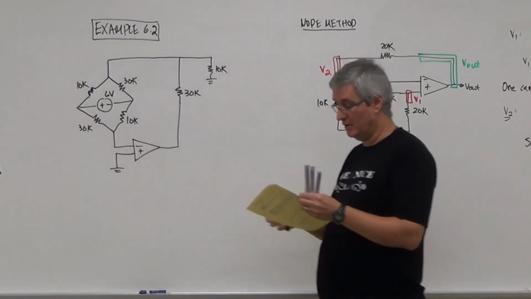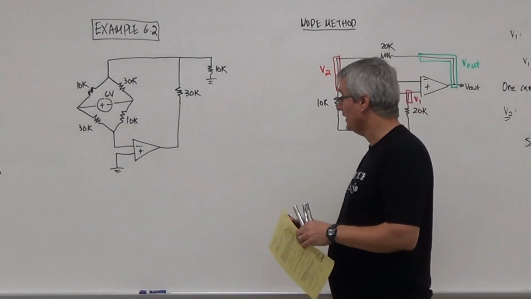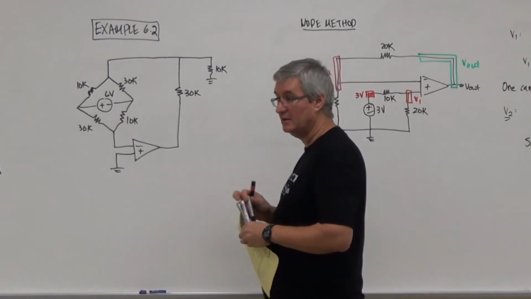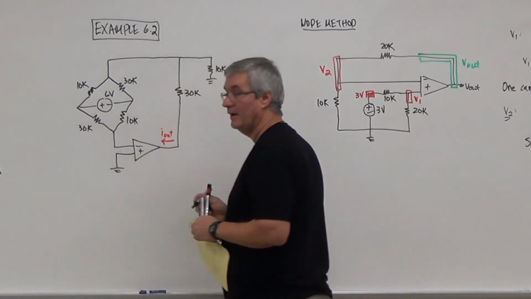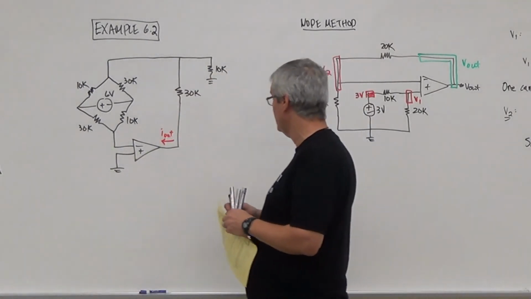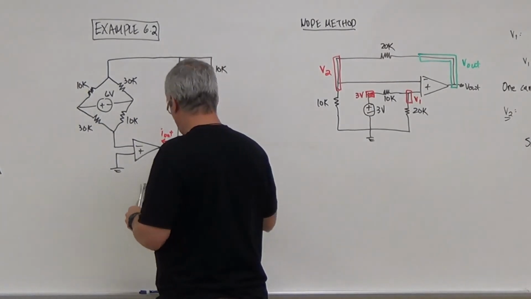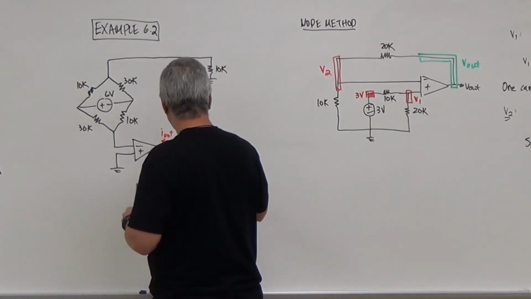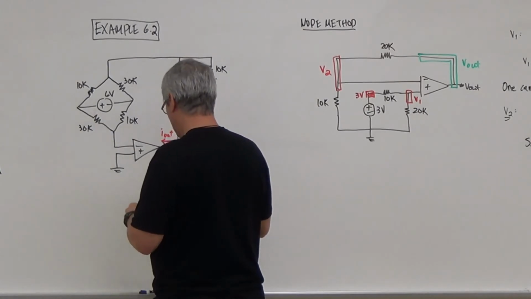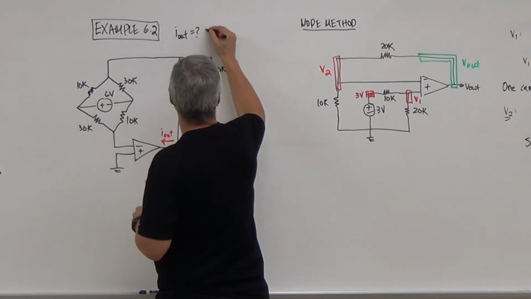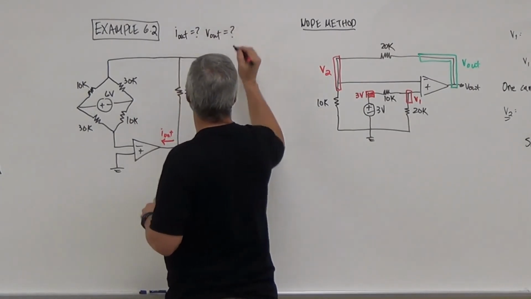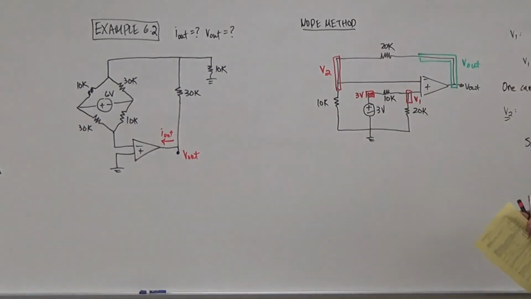Okay, so our goal here is to calculate 2 things. We want to calculate the current of the op-amp, with all currents going into the node, and then this right here represents V out. So in other words, we want to know what the current is equal to, and what this voltage is equal to. Let me give you a minute to look at this.